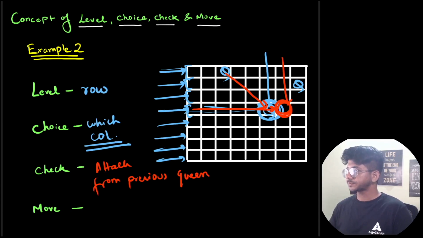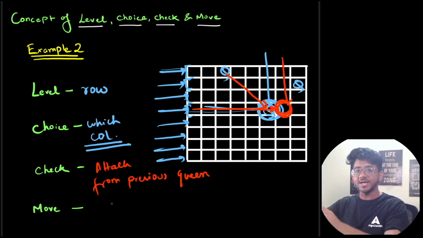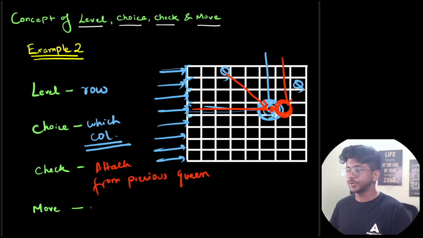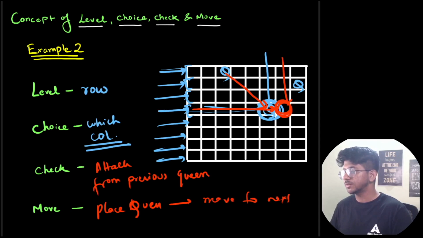And this way we are going to try and move. When you say move, make the change on the board and explore the next level. That's the move. So you place queen, move to next level. That's what we are doing.